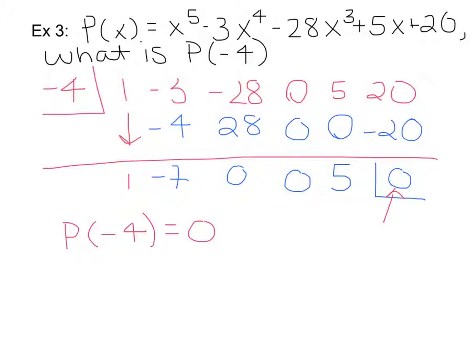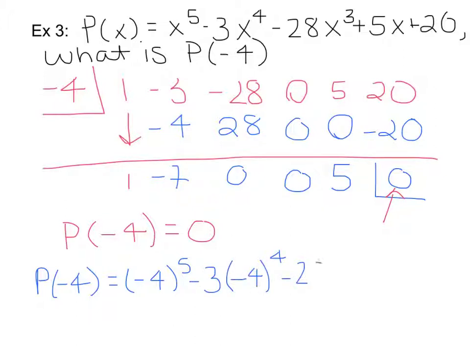Now I want to show you another way how to do it. So since it says p of negative 4 and normally it's p of x, all what that means is plug negative 4 in for x. So negative 4 to the fifth power minus 3 times negative 4 to the fourth power minus 28 times negative 4 to the third power plus 5 times negative 4 plus 20. Okay, if you were to pick up your calculator, type all of that in, you would still get 0.